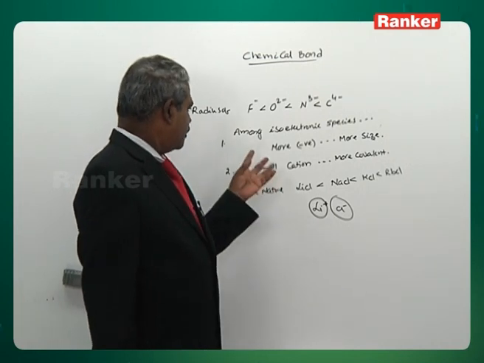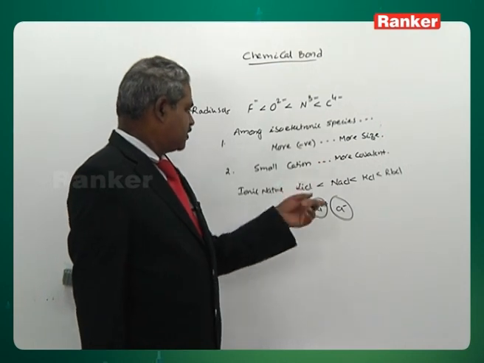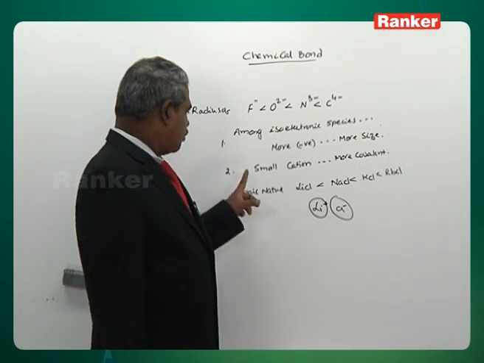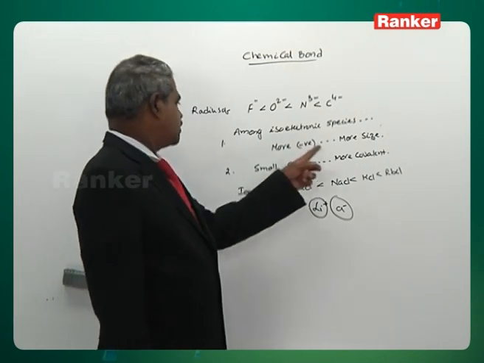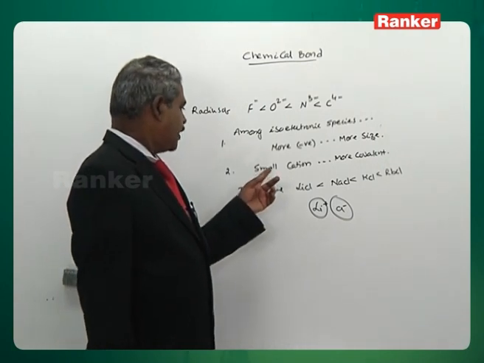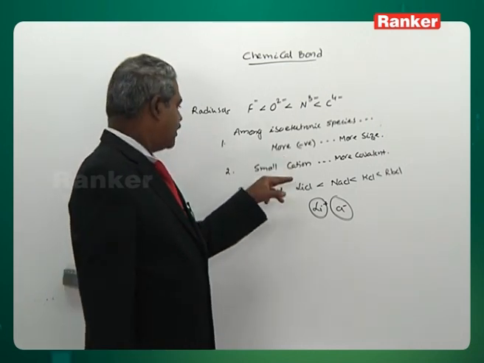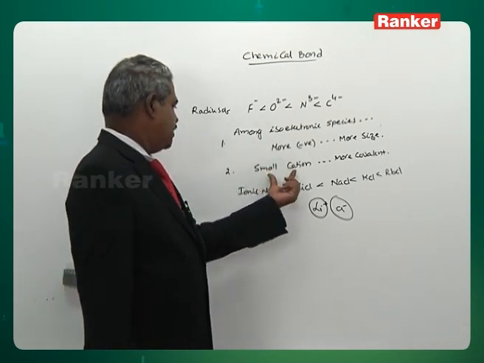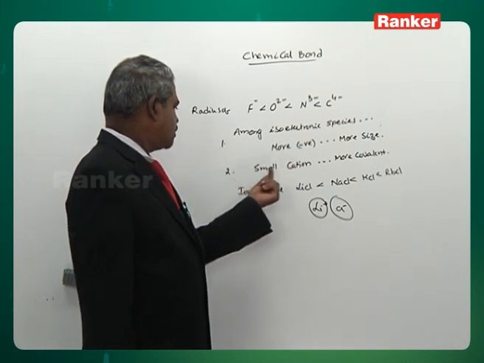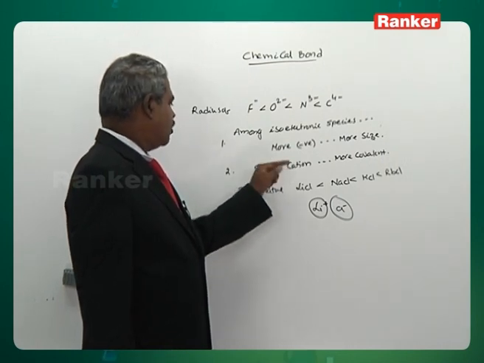So, among isoelectronic species, more negative, more size; more positive, less size; and small cation, more covalent. Opposites once again are opposite. How? What is the opposite of small cation? Small cation, small anion. The opposite is large anion, not small anion. Don't change both. Either change small or change cation. Take the opposite of this or the opposite of that. Small cation, large cation. Small anion, large anion.